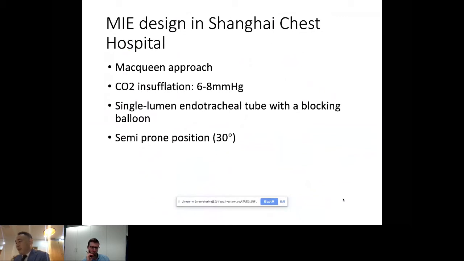CO2 is insufflated at a pressure of 6 to 8 mmHg to expand the mediastinum. Insufflation depresses the diaphragm caudally and pushes the lung anteriorly, so it maximizes the exposure of the intrathoracic esophagus without the need for additional retraction of these structures. And a single-lumen endotracheal tube with a blocker in the right main bronchus for single lung ventilation can make the trachea soft and flexible for the bilateral dissection at the left recurrent laryngeal nerve.